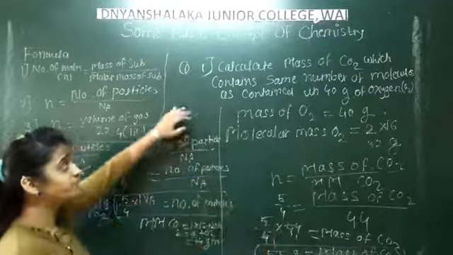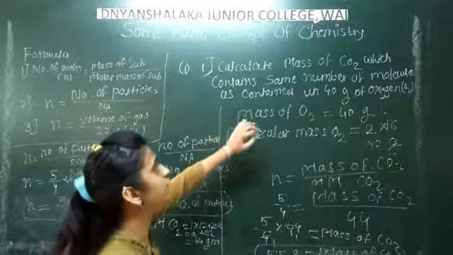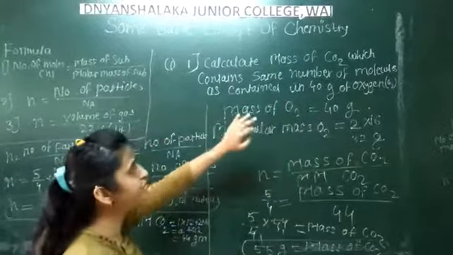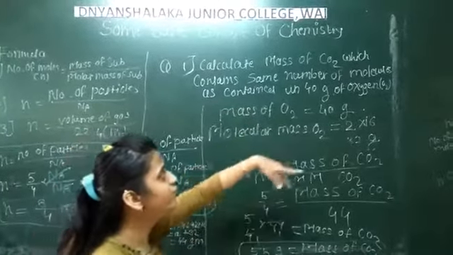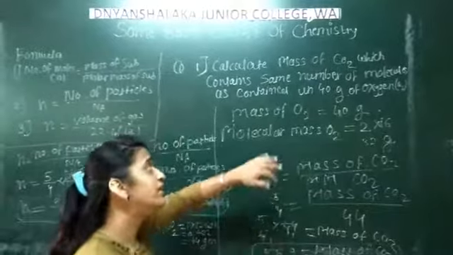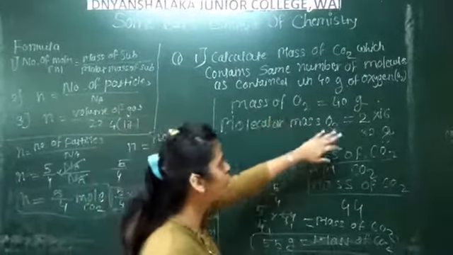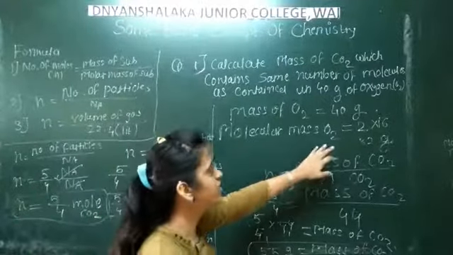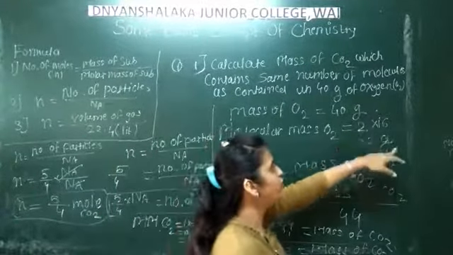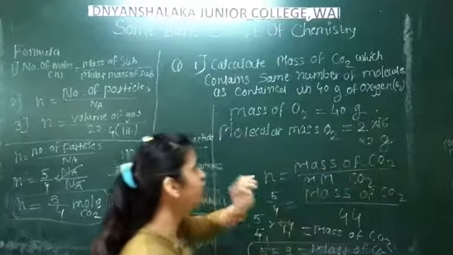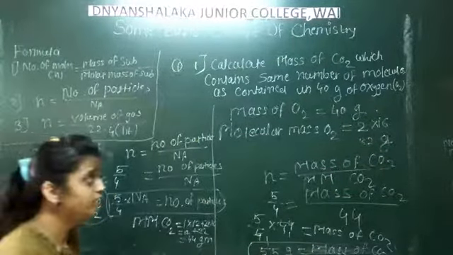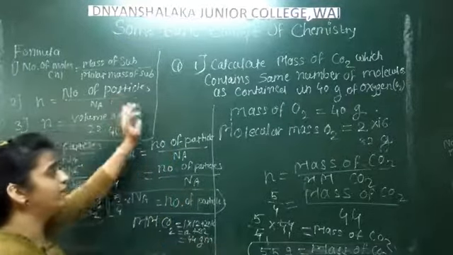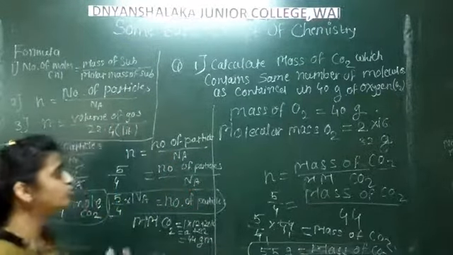So again we explain this example. First, we have to find out the mass of carbon dioxide which contains the same number of molecules as contained in 40 gram of oxygen. We are given the mass of oxygen as 40 gram, and we have to find out the molecular mass of oxygen. So 2 moles of oxygen into atomic mass of oxygen, 32 gram. So we first find out the number of moles of oxygen. Using the first formula we get 5 divided by 4 moles of oxygen.